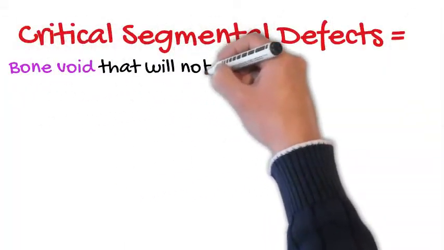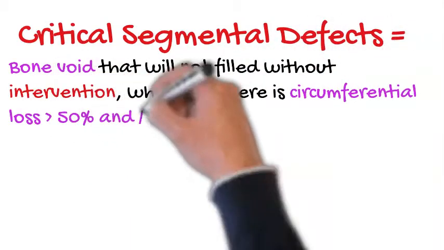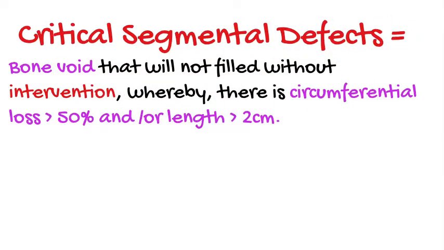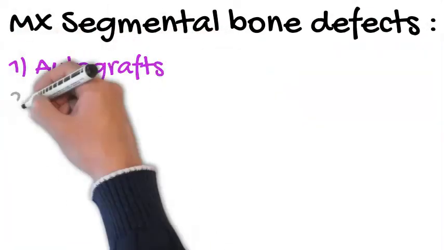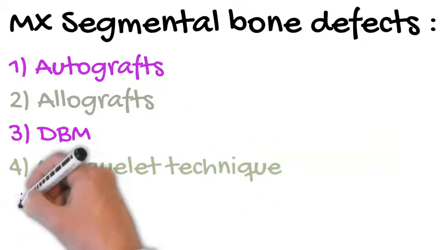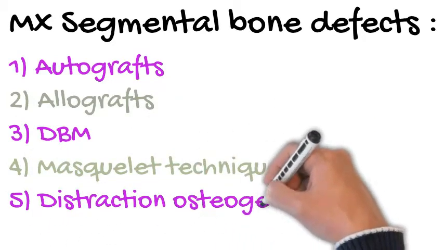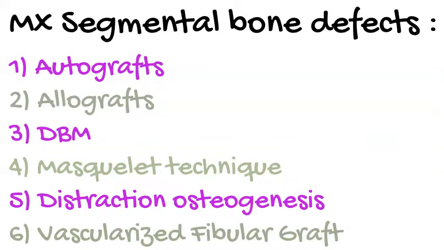Critical segmental defect means a bone void that will not fill without intervention, whereby there is a circumferential loss of more than 50% and or length of more than 2 cm. Management of segmental bone defects will include 1. Autograft, 2. Allograft, 3. DBM, Demineralized Bone Matrix, 4. Masquelet technique, 5. Distraction osteogenesis, 6. Vascularized fibula graft.